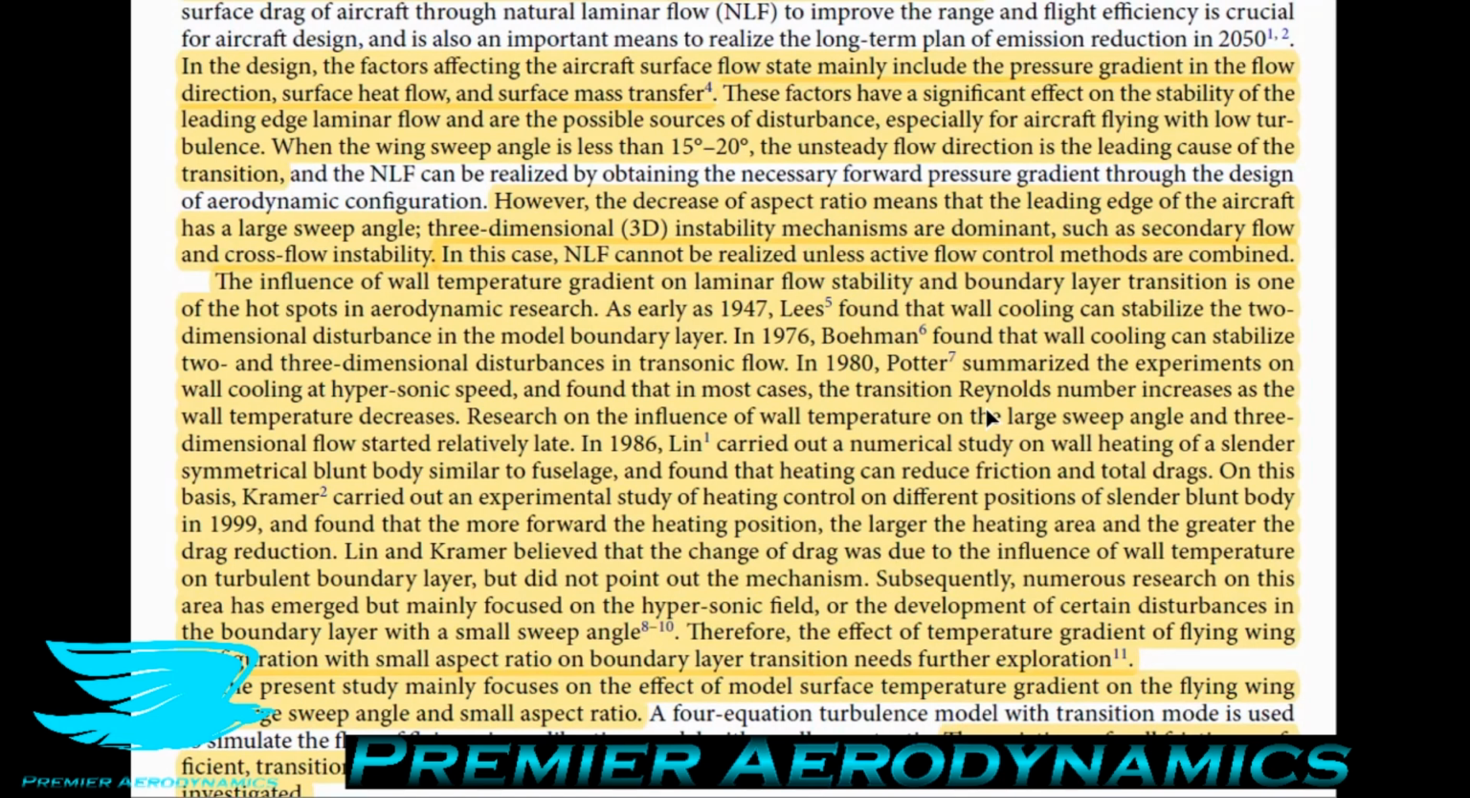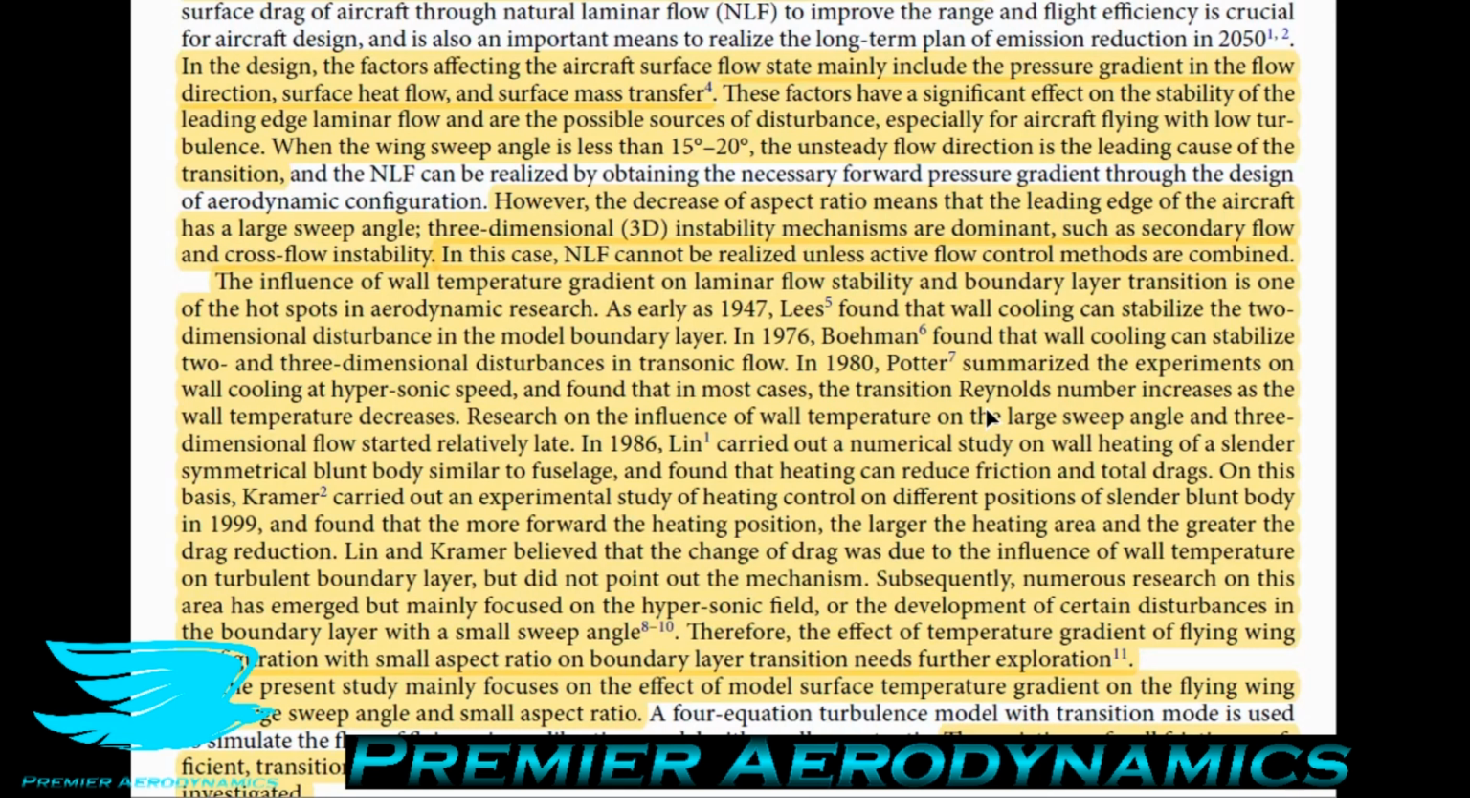As early as 1947, Lees, a researcher, I guess, found that wall cooling can stabilize the 2-dimensional disturbance in the model boundary layer. So it's interesting. The temperature of the wall can affect the boundary layer transition point. In 1976, another researcher found that wall cooling can stabilize the 2- and 3-dimensional disturbances in transonic flow. So that's another step forward.